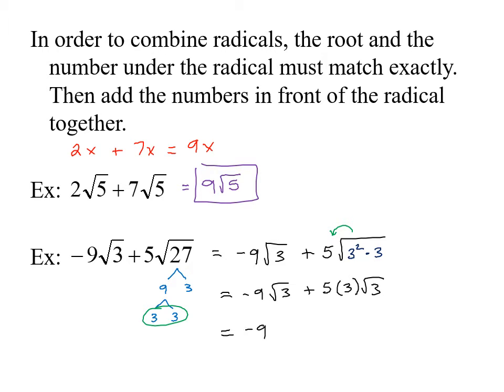This gives me negative 9 square root of 3, and 5 times 3 is 15 square root of 3. Then I have the same radical with the same number. They both have a 3 underneath. So you can add the numbers in front. The negative 9 plus the 15 gives me 6 square root of 3. So you do have to simplify it as much as possible. So let's do some more like that.